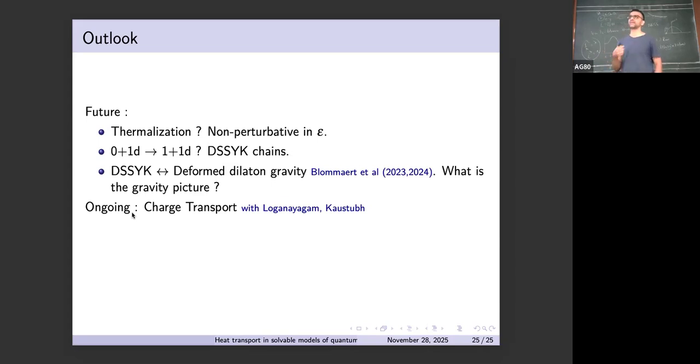For example, simple things like the Wiedemann-Franz law, which says thermal conductivity and charge conductivity are related. It's true for quasi-particle theories, but these are theories with no quasi-particles. Are they still true or not? These kinds of questions one could in principle ask.